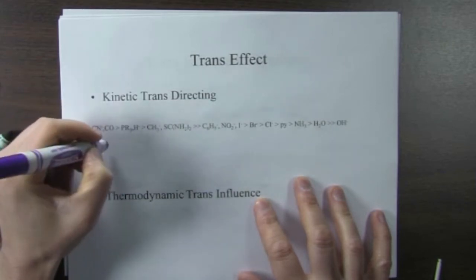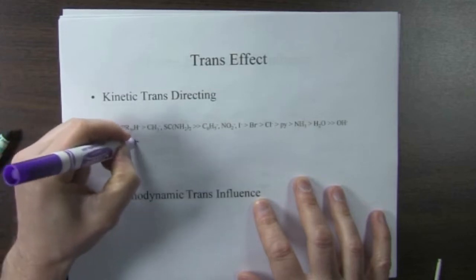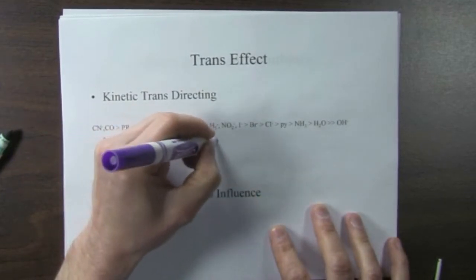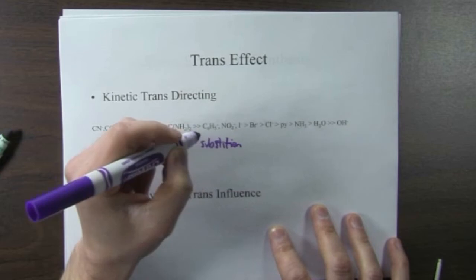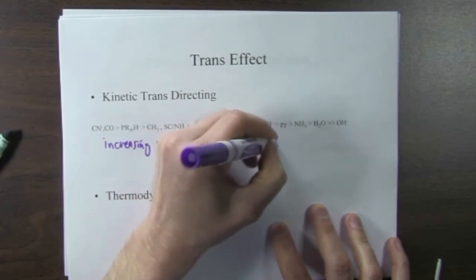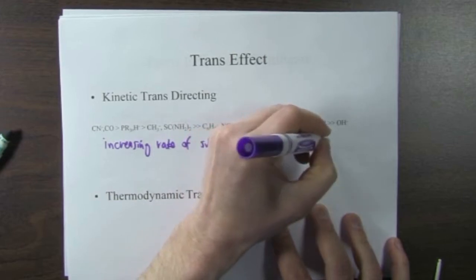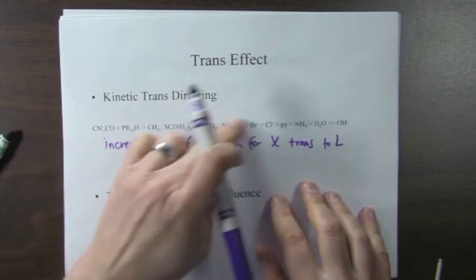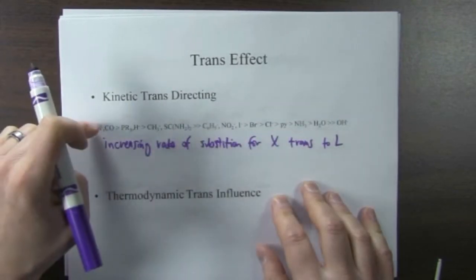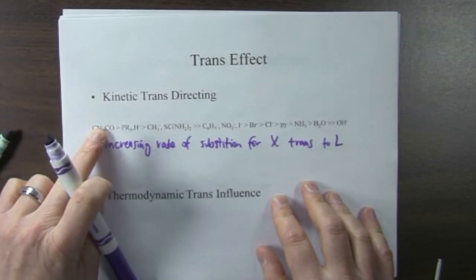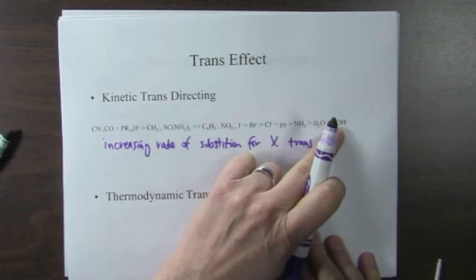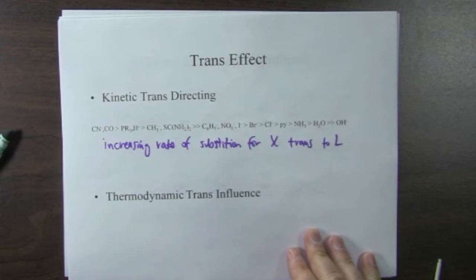So this is an order of increasing rate of substitution for X if it's trans to the spectator ligand. So these are the spectator ligands, trans to X. Carbon monoxide, for example, will increase the rate of substitution of X compared to hydroxide. It would be much slower kinetics to substitute a ligand trans to hydroxide.